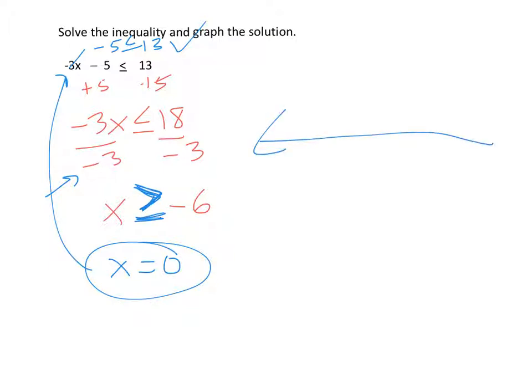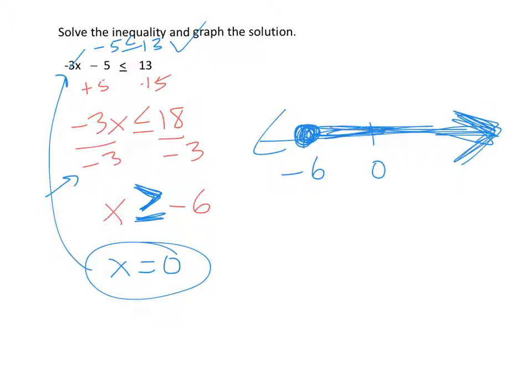So again, to graph it, I make my number line. There's 0, there's negative 6. It's going to be greater than or equal to negative 6, so since it's equal to, I make a shaded circle, so it can be negative 6. And it's going to be something greater, so I'm just going to shade in to this direction.